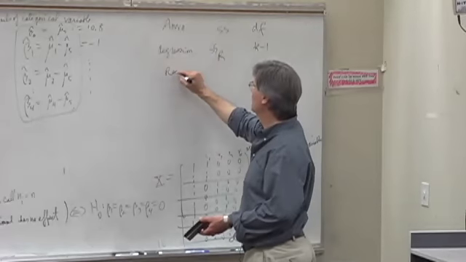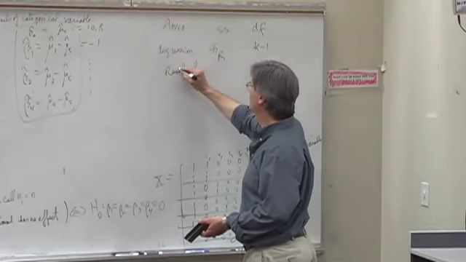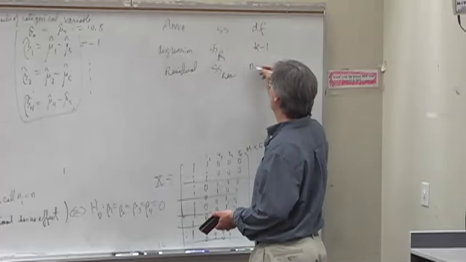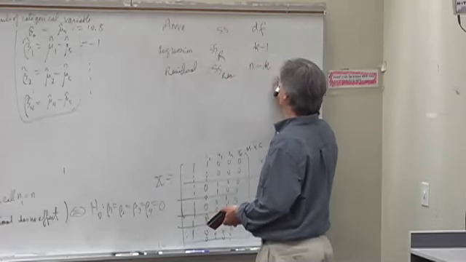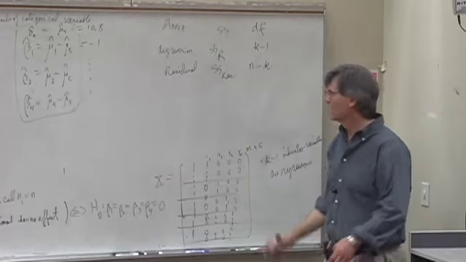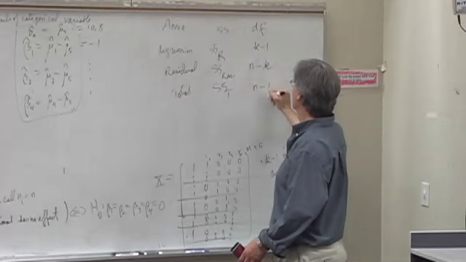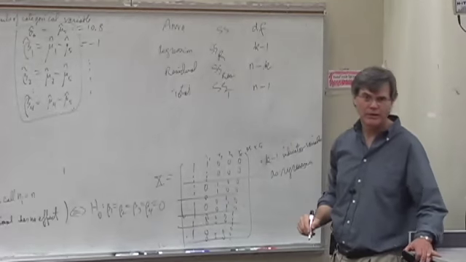And then the residual, of course, is SS res. And what does that have? That is n minus k, because there's k. And then I have the total, SST. And that's n minus 1. The degrees of freedom add up.